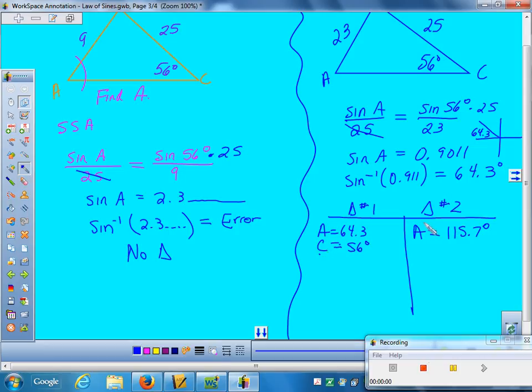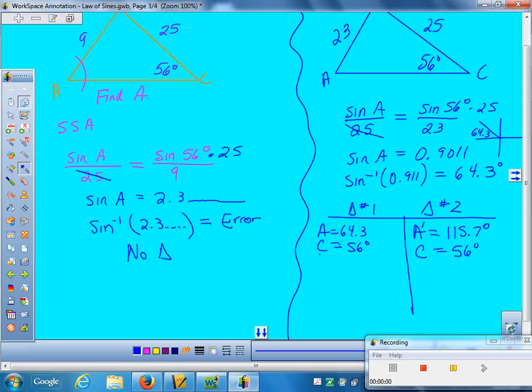So when they do the second triangle, they call that A prime. You've got angle A, A prime. Anytime they put the little prime symbol on it, that means that's the second triangle. Because when you check answers in the back of the book, you're going to see A prime, B prime. Now, how do I know whether this second triangle is possible? Just because I can calculate it doesn't mean this triangle works. Well, C couldn't change, could it? C was 56, they gave that to me.